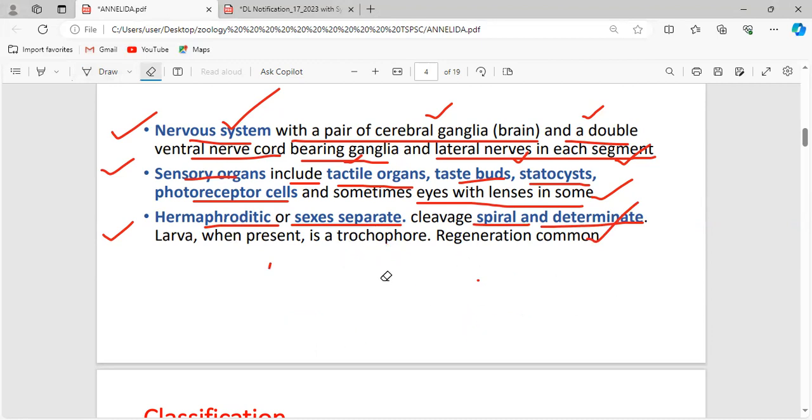And the name of the larval stage. Once again, the most important point is that a larval stage is present here. And what is the name of the larva? Trochophore larva. Let me ask you a simple question.